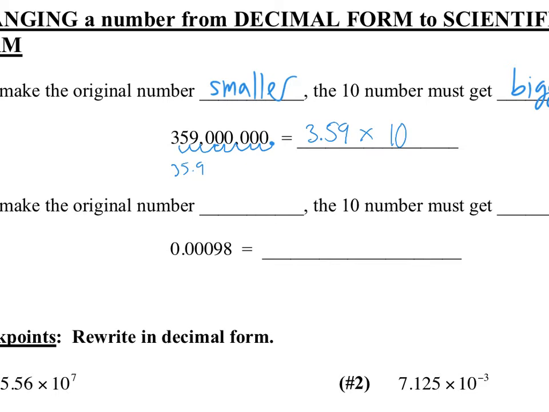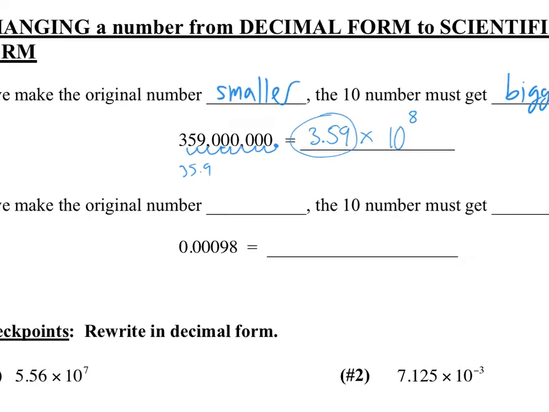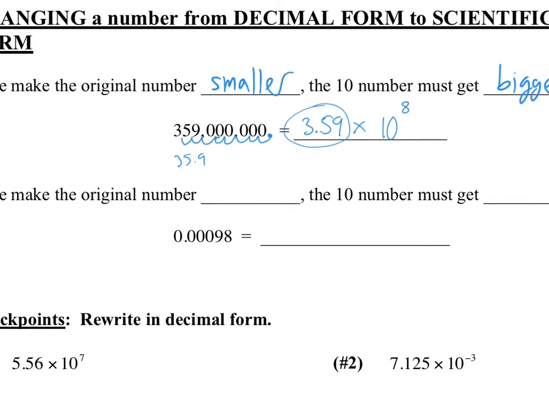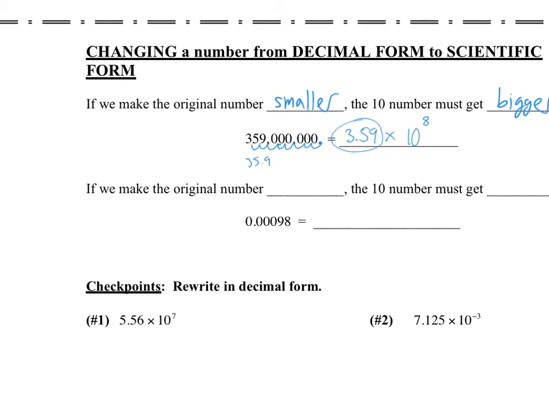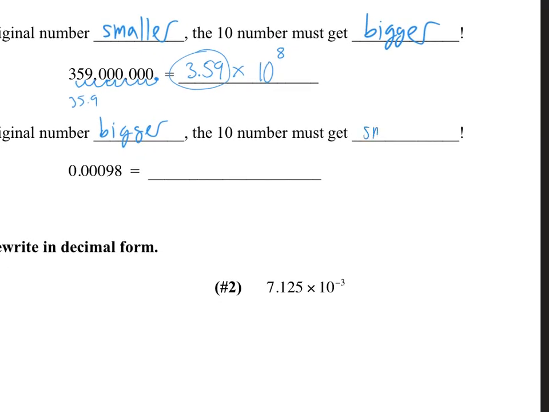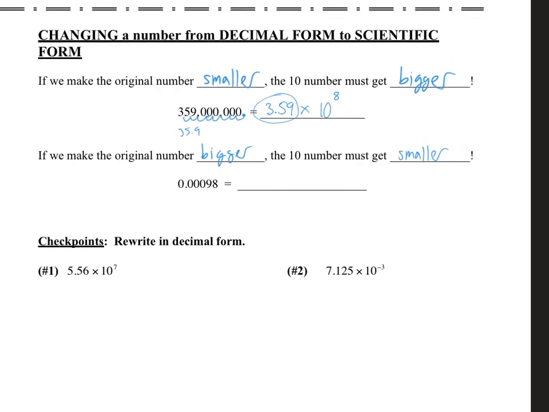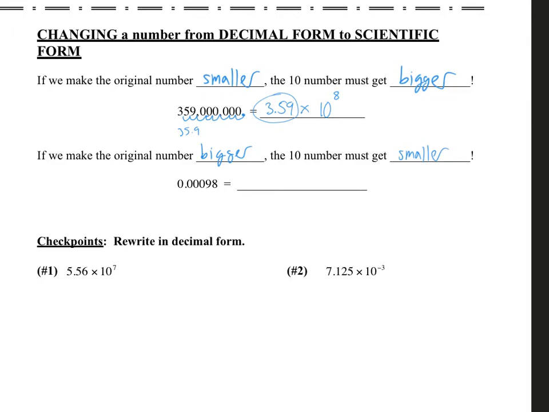So what happens is the balance part: if we made this first number smaller, the other number needs to get bigger. So I'm going to put 10 to the positive 8 to keep it balanced, okay? If you make the big number small, the 10 number needs to get bigger, and vice versa. If you make the first number bigger, the 10 number needs to get smaller, okay? So down here, the same thing. If we make the original number bigger, the 10 number must get smaller. Okay, so let's go ahead and try this one.